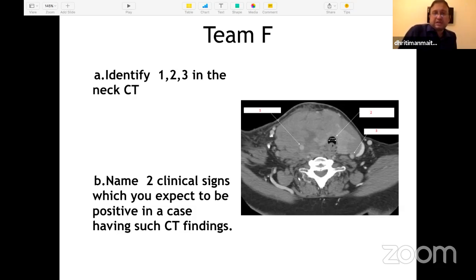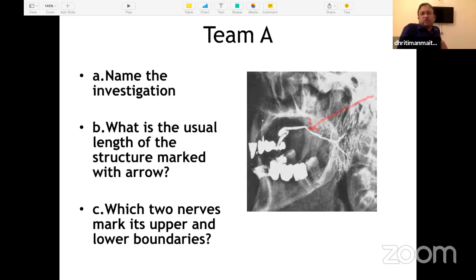Now going to round 6, we reverse the order. We start with Sriram. Name the investigation. What is the usual length of the structure marked with arrow? Which 2 nerves mark its upper and lower boundaries?